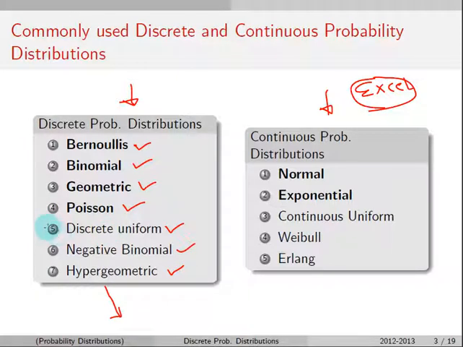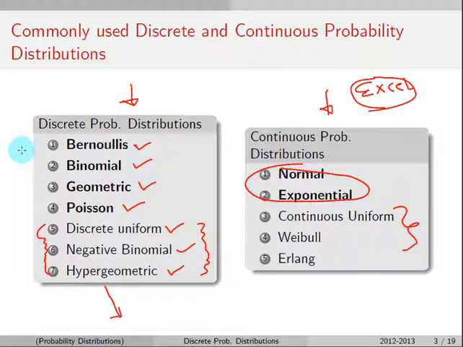So what I want you to do is refer to one of our reference books that you see in the syllabus copy, and you'll be able to find these 5, 6, and 7, and I want you to do a self-study for those. On the continuous probability distribution side, once again, I'll go over only normal and exponential, and I'll expect that you will go over continuous uniform, Weibull, and Erlang by yourself. So we'll now begin with Bernoulli distribution.